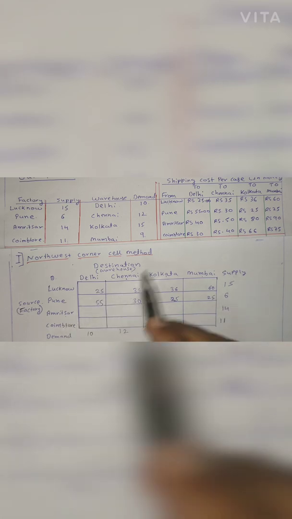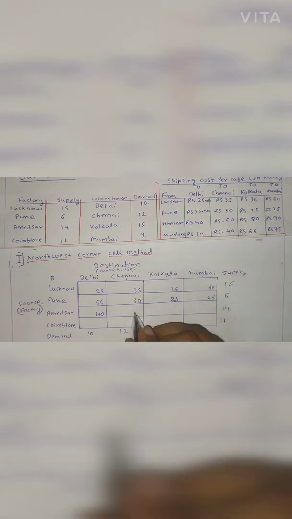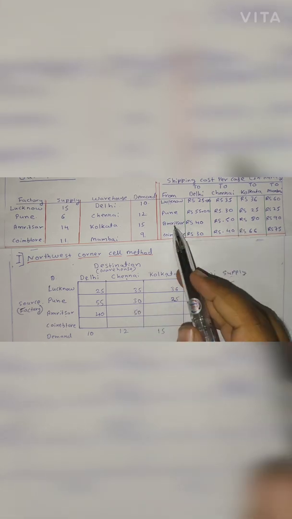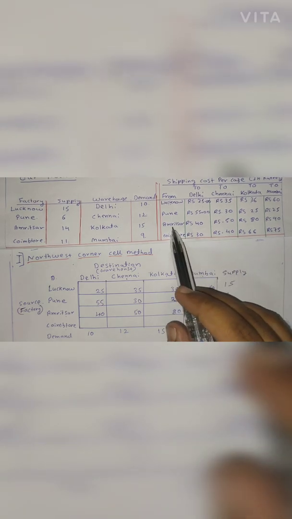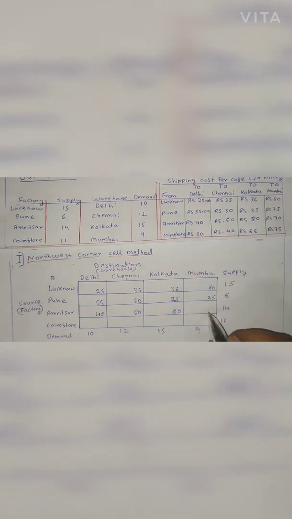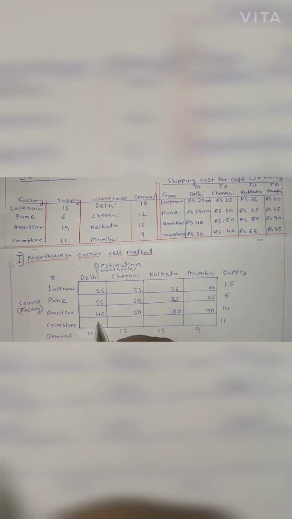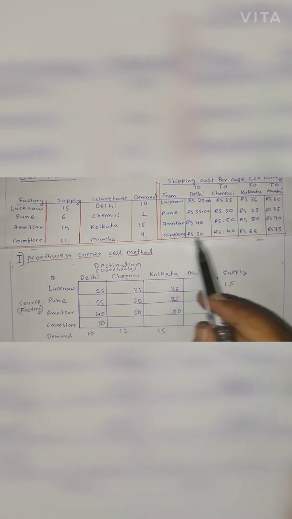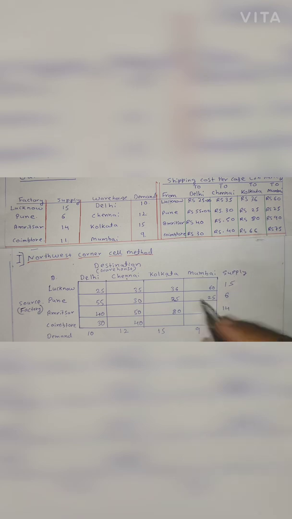From Amritsar to Delhi it is 40 rupees. From Amritsar to Chennai it is 50 rupees. From Amritsar to Kolkata it is 80 rupees. From Amritsar to Mumbai it is 90 rupees. From Coimbatore to Delhi it is 30 rupees. From Coimbatore to Chennai it is 40 rupees. From Coimbatore to Kolkata it is 66 rupees. From Coimbatore to Mumbai it is 75 rupees.